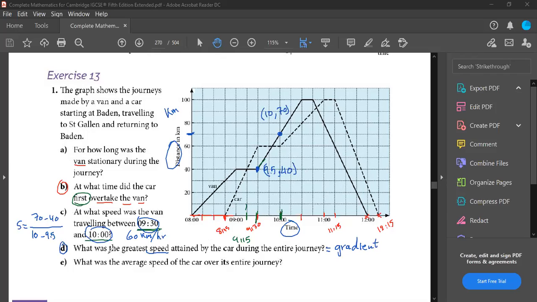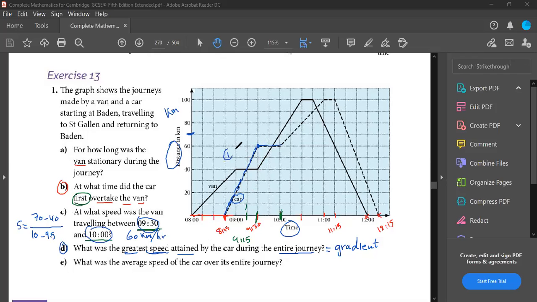For example, what was the greatest speed attained by the car during the entire journey? This is the car. We need to calculate which part of the journey has the greatest speed. First we have the first part of the journey. Let me erase the van's line and keep the car's. Now as you can see, how many parts of the journey does the car have here?